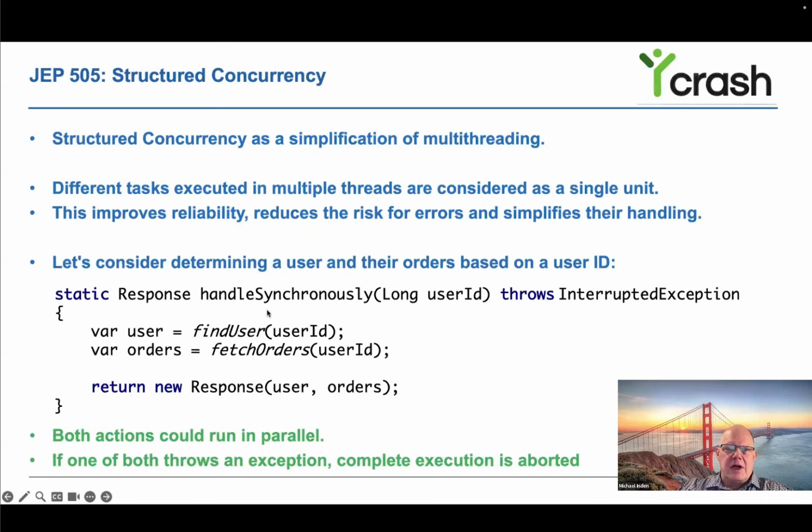So we look at an example just doing two tasks in parallel, but first we start doing the things synchronously. Say we want to find the user based on a user ID, and we want to fetch the orders, and then we generate a response. This code works, and let's say this takes 2 seconds and this takes 3 seconds, so we have to wait 3 seconds. And then, of course, perhaps someone says, okay, perhaps we can run this in parallel, and this would be faster.